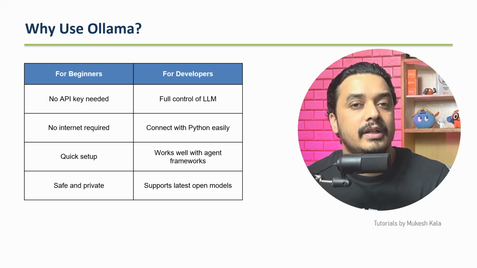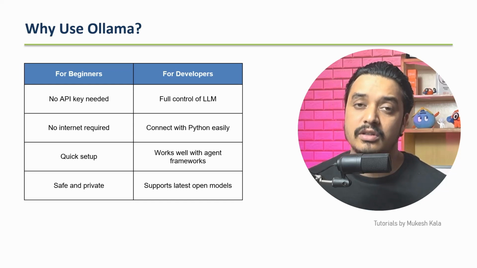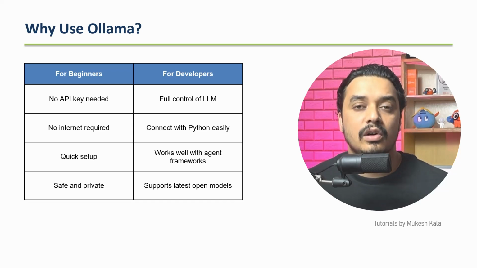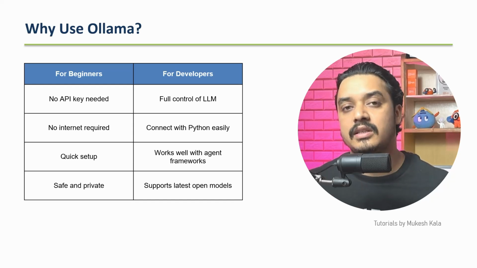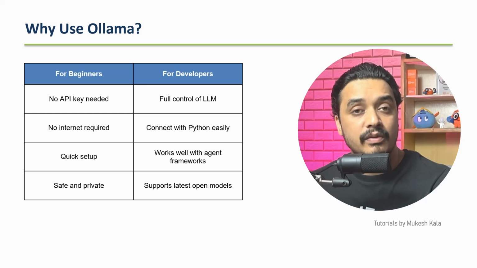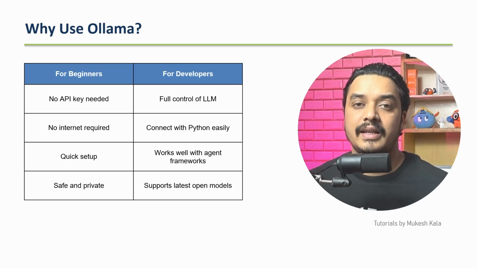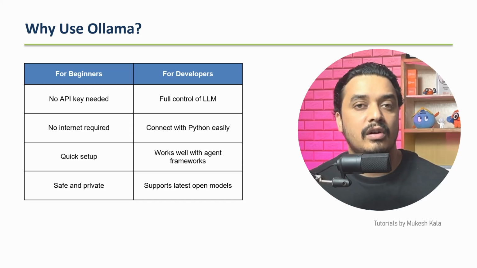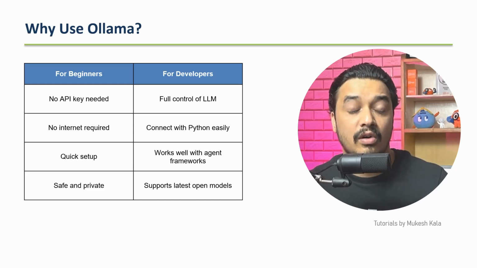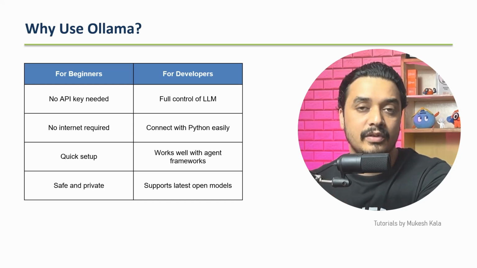What is there for the developers who are actually building applications, AI agents, or any of the enterprise applications? You have full control of the LLM, right? Because since it is installed by you, you know everything, you have the full control. You can connect with Python easily. Most of the AI agents are built on Python. Even if you go for Autogen, that also has Python support, right? So you can always connect with this LLM using Python.